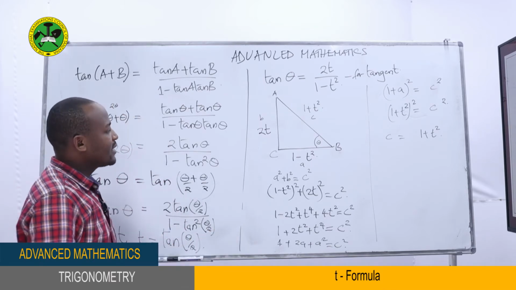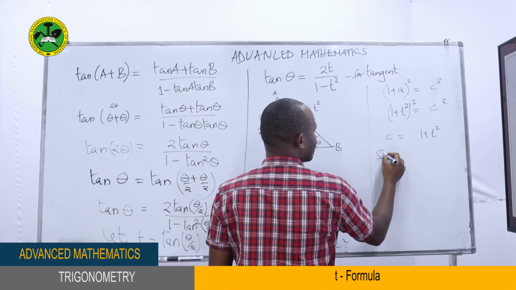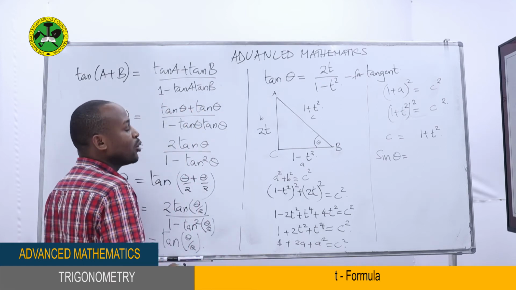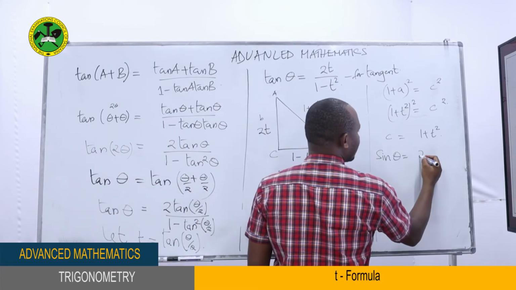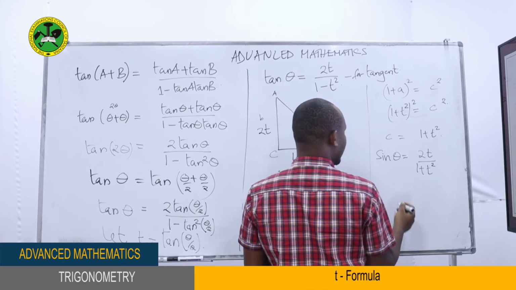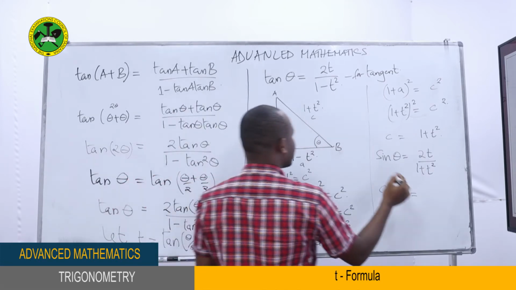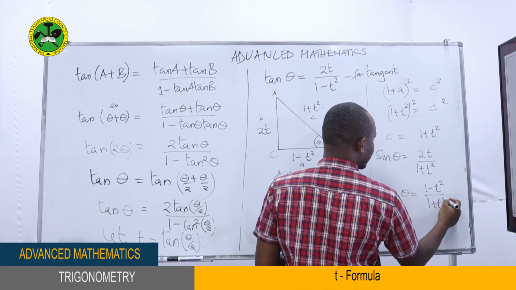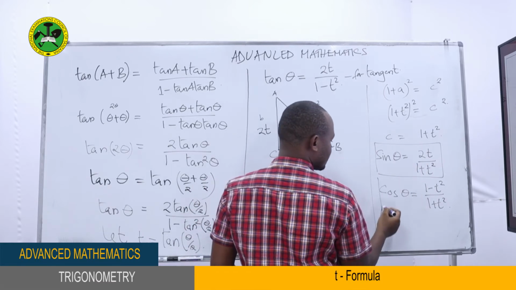And then let's find the value of sine from that and the value of cosine. That is to say, sine of theta will be equal to what? We know that sine is equal to opposite over hypotenuse. And that is our opposite, and that is our hypotenuse. We're going to be left with 2t over 1 plus t square. And what about cos? We know that is adjacent over hypotenuse, and that is 1 minus t square over 1 plus t square.